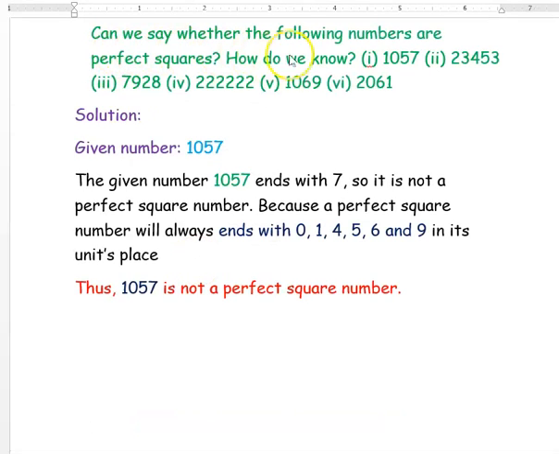Next question, can we say whether the following numbers are perfect squares? How do we know? The first number is 1057. The number ends with 7 in the units place. So it's not a perfect square number, because we know that a perfect square number will always end with 0, 1, 4, 5, 6 or 9 in its unit place, but here it ends with 7. So 1057 is not a perfect square number.